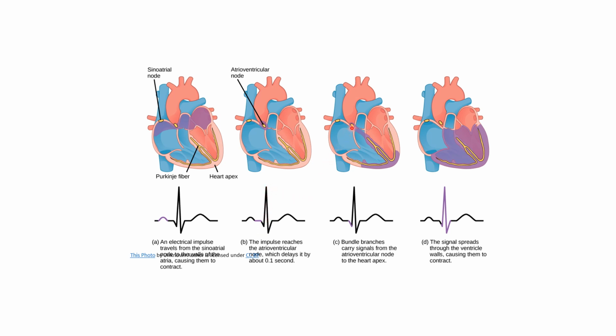So, the AV node sends the electrical impulse to the Purkinje fibers. So, it stimulates the ventricles to contract. When the ventricles contract, we get the QRS complex in our ECG. Then there's the ST segment, which, as we already discussed, represents the interval between ventricular depolarization and ventricular repolarization. And there's a T wave, which represents repolarization of the ventricles.